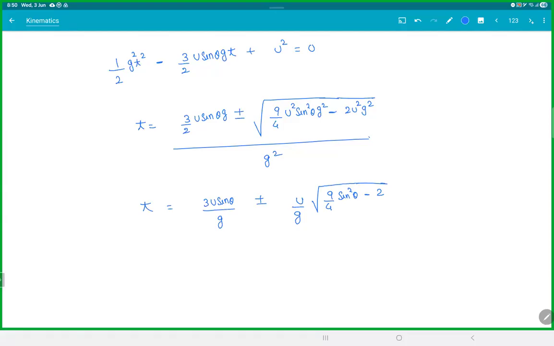We don't take the positive root. Why? The time for it will be more than the time of flight, isn't it? See, this is greater than 2u sin theta by g. I think I missed a 2 here. There was a 2 also here. You get two roots, so we have to make sure the time is less than 2u sin theta by g. Any doubts on this? And then we can check what roots will come and based on that we can solve. That's how you get the time.